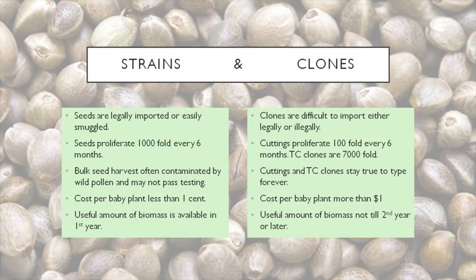So going back to the previous processes, there are good reasons to pick any one of these. Bulk seed harvest is often contaminated with wild pollen, especially in this area. If you're trying to grow a low THC crop here, there's always a boy flowering somewhere within 5 kilometers. The seed will eventually be contaminated, so you'd have to do very controlled pollination. Cuttings and TC clones always stay true to type. They can't get contaminated.